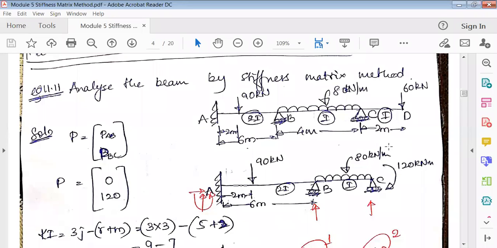Hello everyone. So the next type of problem is analyze the continuous beam by stiffness matrix method. Okay, so you can see here there is a beam in which end A is fixed, B is having a hinge support, C is having also a roller support, and at D there is an overhang. So CD is an overhang. So D is a free end.